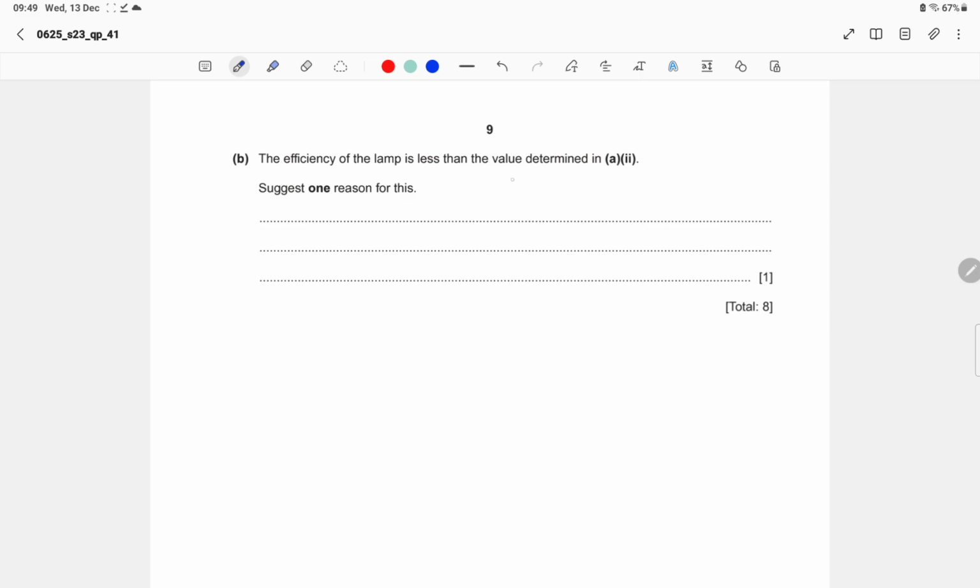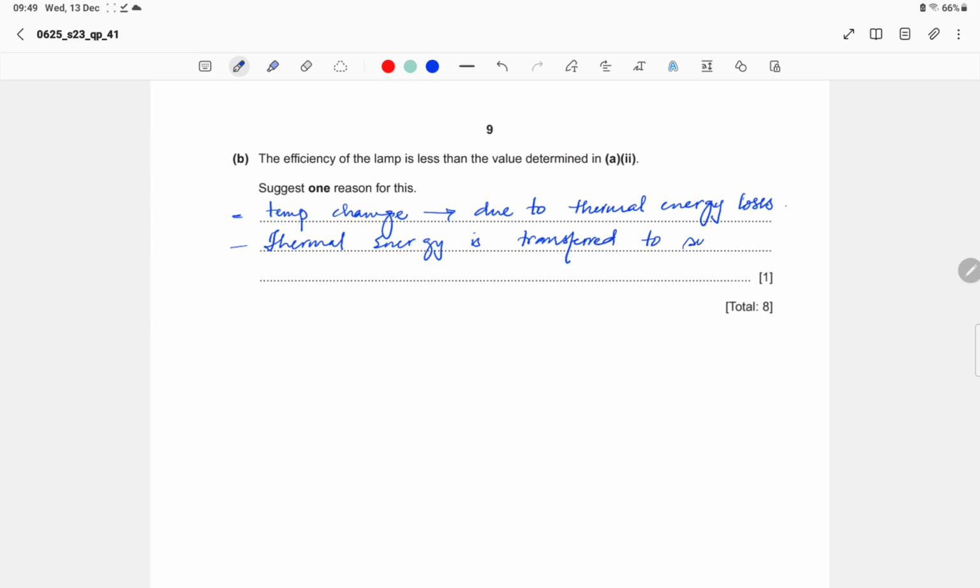The efficiency of the lamp is less than the value determined in A2. Suggest one of the reasons. This is because the temperature change is due to thermal energy losses. Thermal energy losses. And you can also write that the thermal energy is transferred to the surroundings.